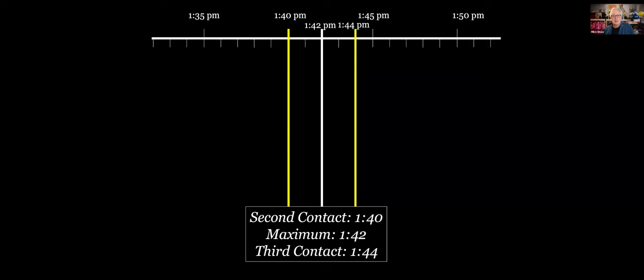I've rounded these off to the nearest minute. When you go to your different eclipse resources, you can find a finer granularity regarding the exact moment of second contact for your precise location, and I'd encourage you to do that. But for this demo, I'm just going to say second contact's at 1:40, maximum's at 1:42, and third contact's at 1:44, which is pretty close to what actually happens in Dallas.